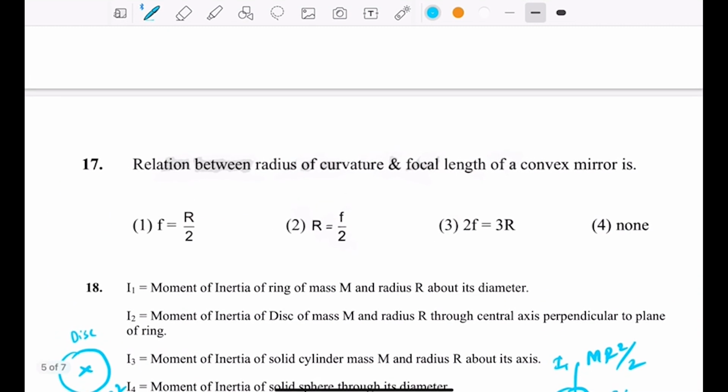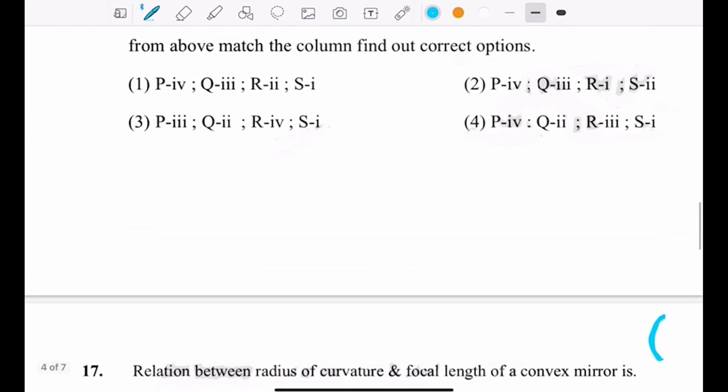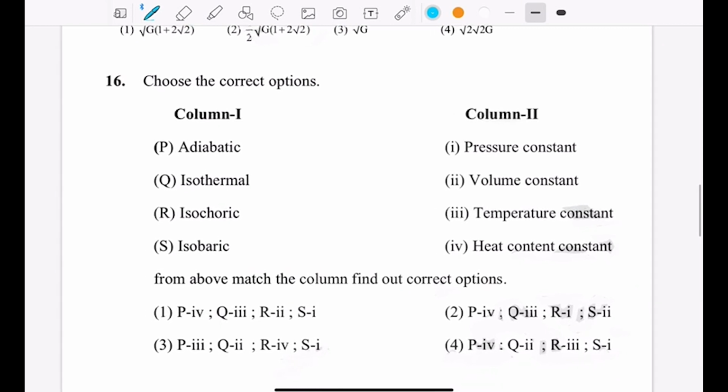Next, relation between radius of curvature and focal length of convex mirror. For mirror, f is equal to r by 2. Convex mirror, this is the case. So focal length will be positive and radius of curvature is positive. So it should be r by 2. Next.